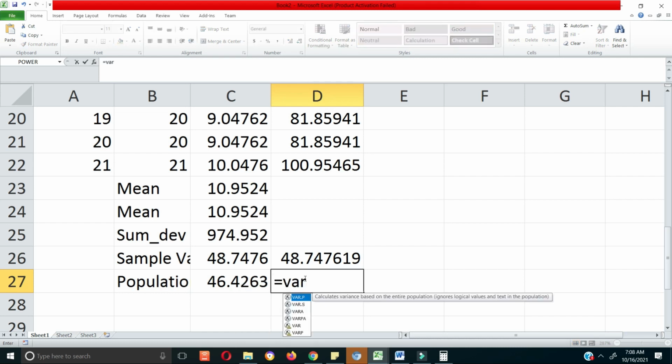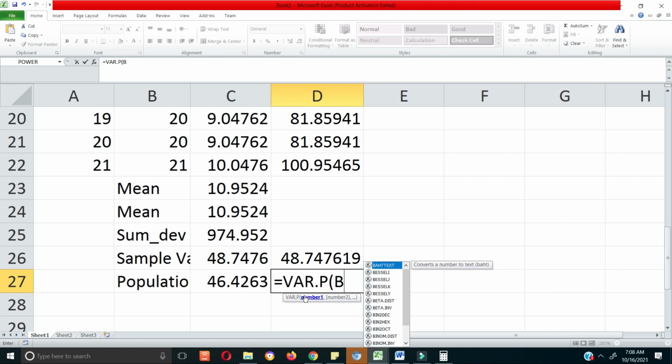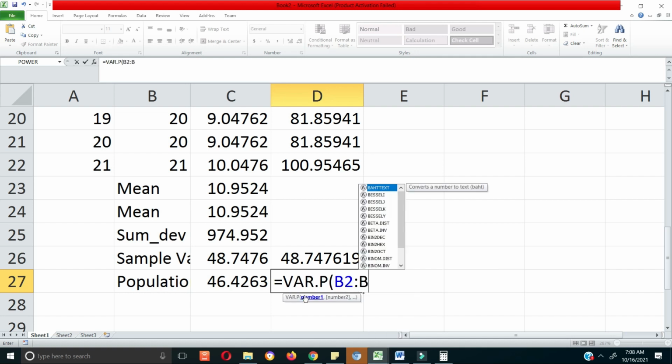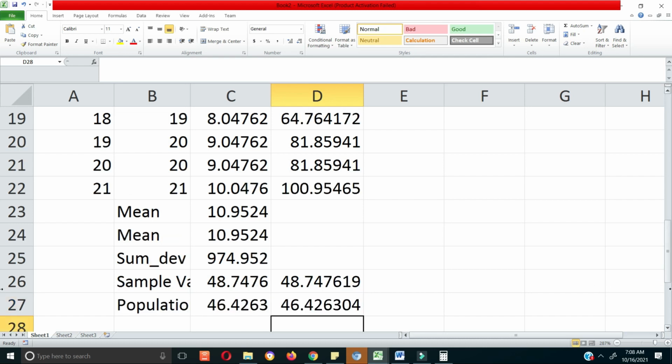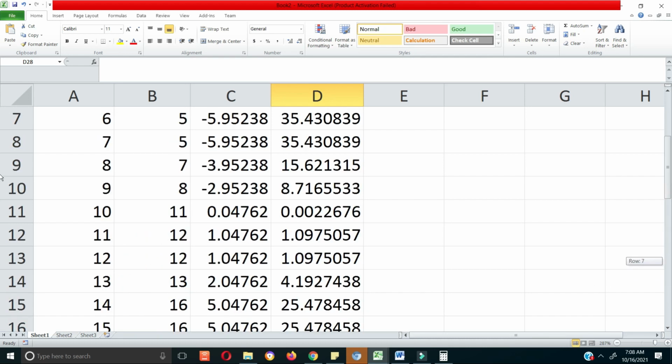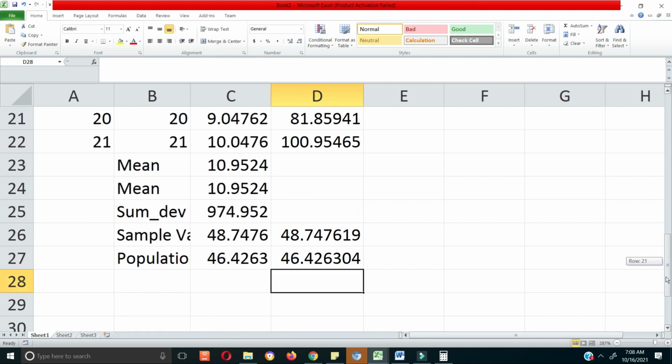So this is a VAR.P, B2 to B22. So here we go. You get exactly the same value. So that is just proof that you are using the correct formula. Then you could do the standard deviation.